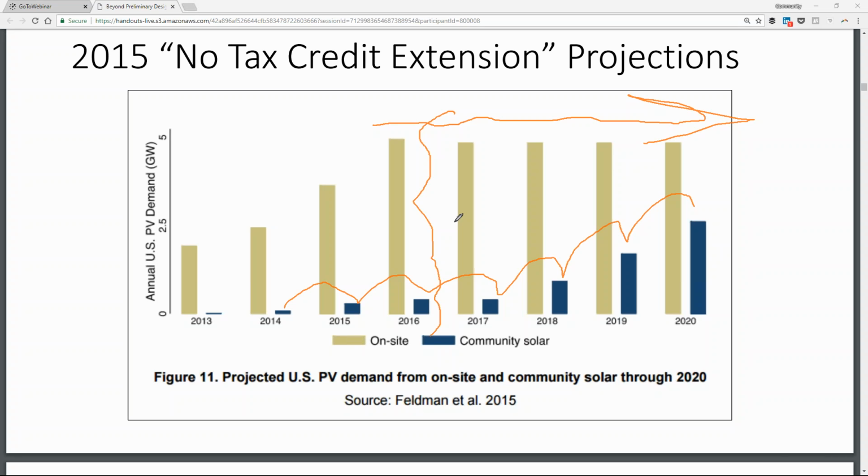So the line of thinking was the tax credit would go away. Utility scale solar is still pretty cheap. And because of those economies of scale, the utility scale solar market would continue to grow, whereas the consumer owned solar market after the tax credit would level off. Now, personally, I don't agree with that assessment.